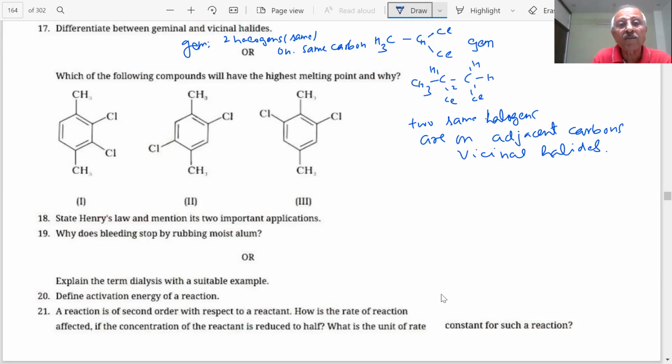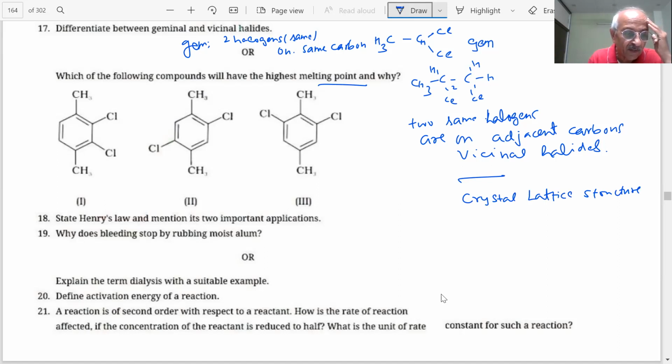Which of the following compounds will have the highest melting point? Now, an NCERT based question. We have done that for xylenes, ortho, meta and para xylene, which NCERT has given. Now he has changed it here. So what happens here? This melting point depends on the crystal lattice structure. Okay, crystal lattice structure.